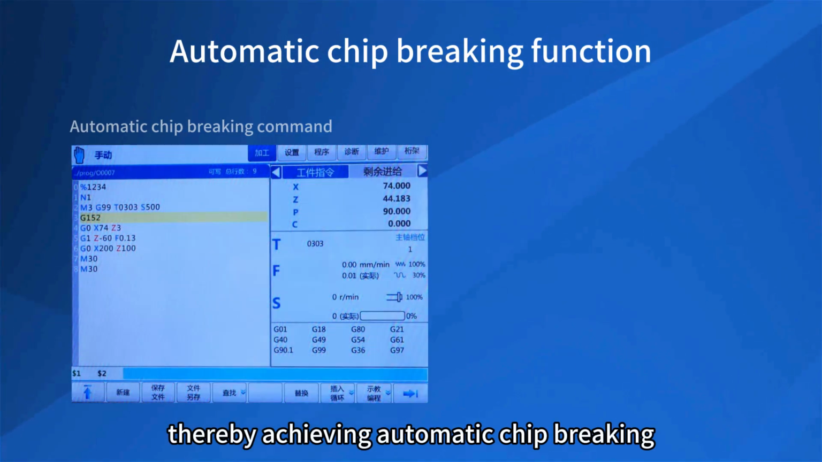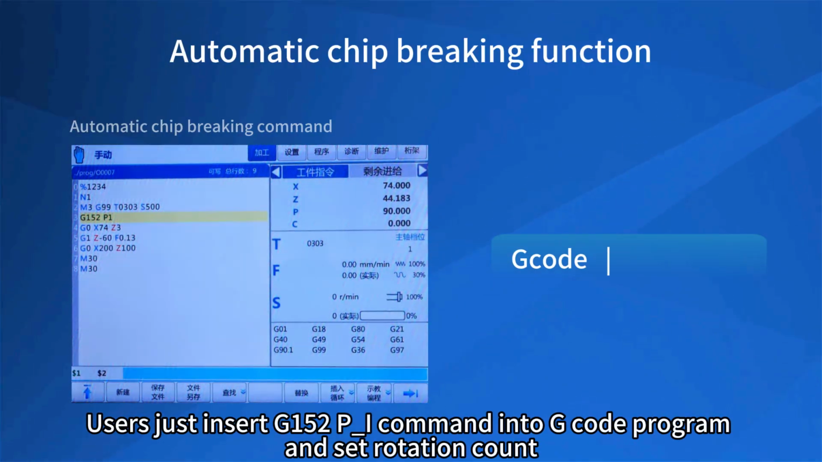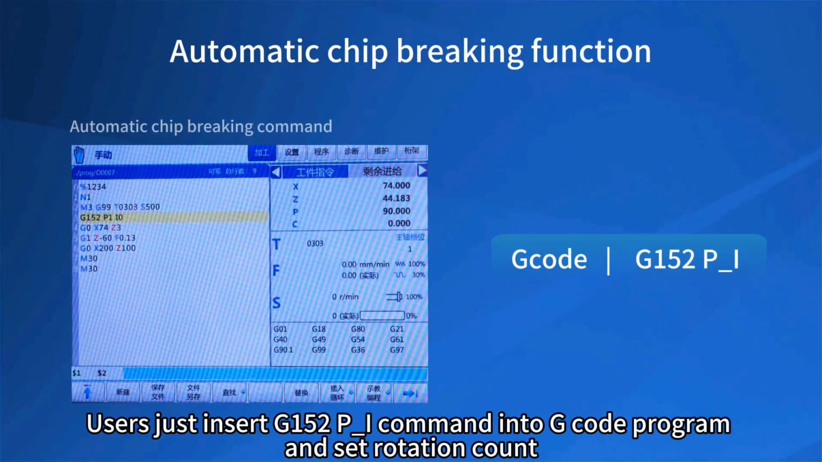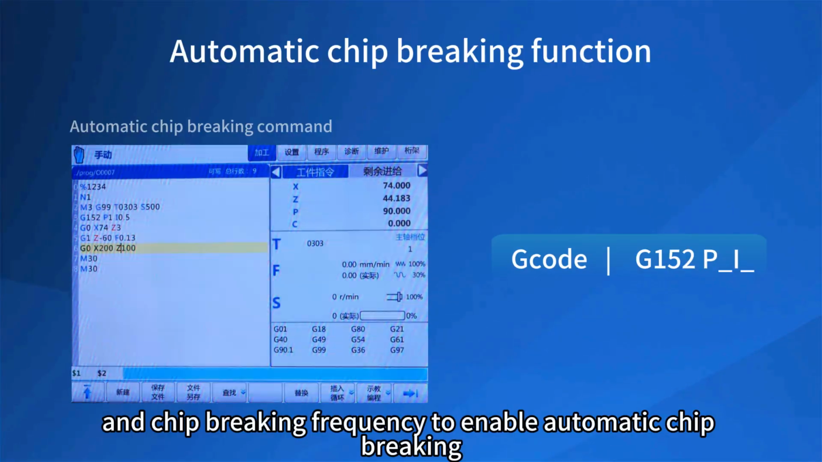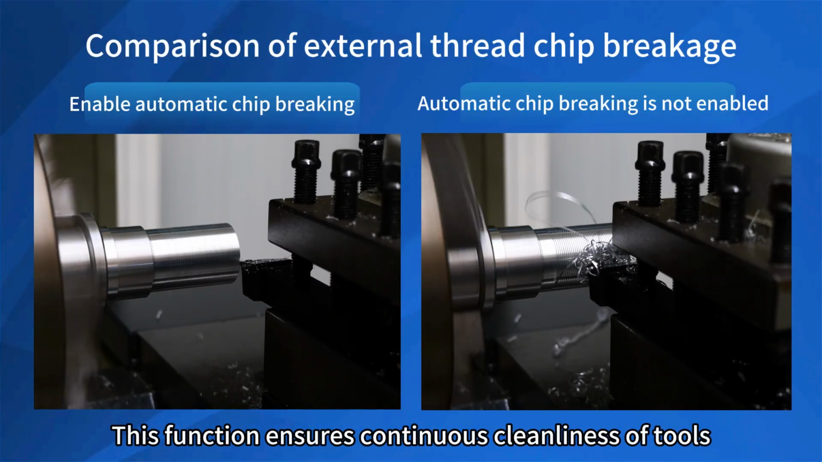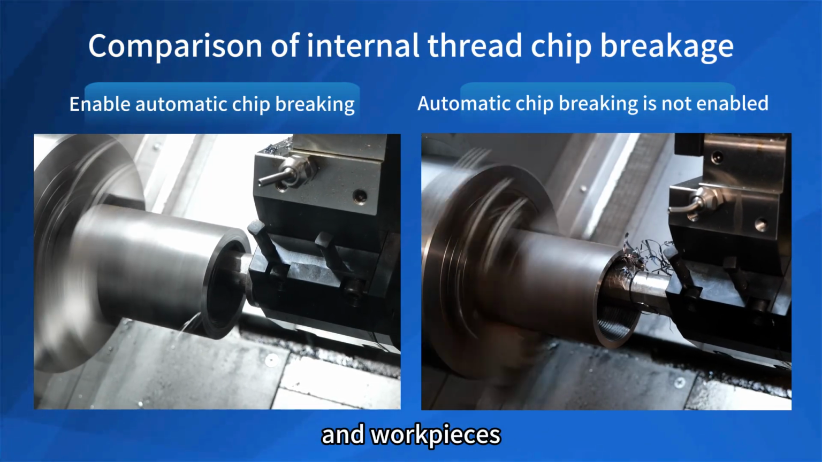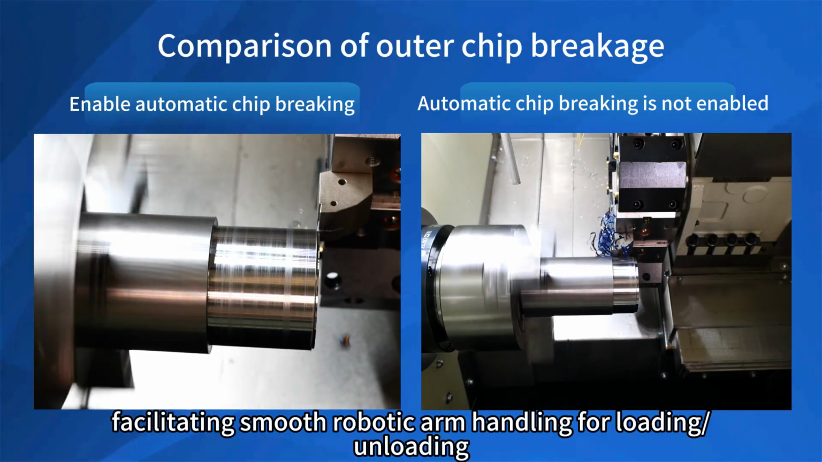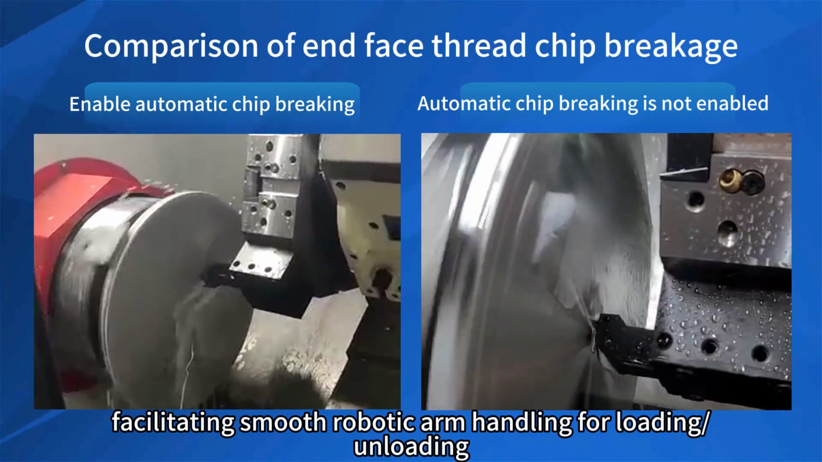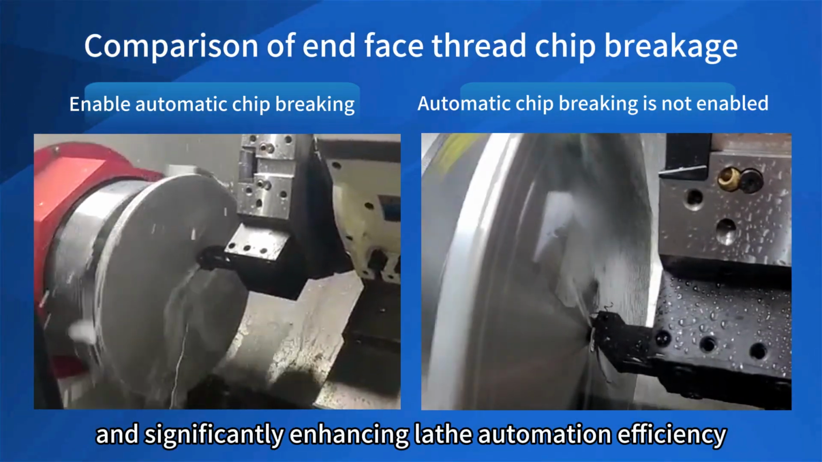Users just insert the G152 P_ I_ command into the G-code program and set the rotation count and chip breaking frequency to enable automatic chip breaking. This function ensures continuous cleanliness of tools, fixtures, and workpieces, facilitating smooth robotic arm handling for loading/unloading and significantly enhancing lathe automation efficiency.